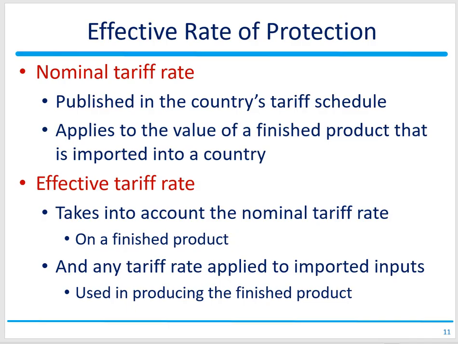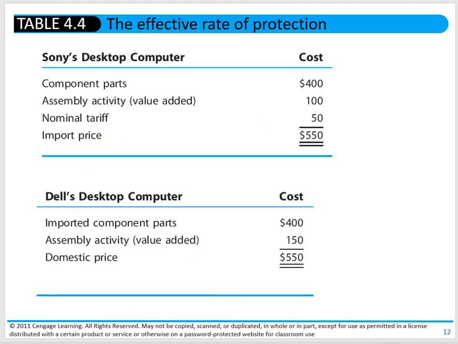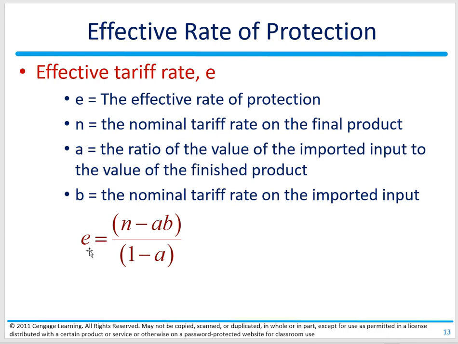Now, what is the effective rate of protection when countries decide to apply these tariffs? Well, there's a fairly simple way to compute it. We need to distinguish between the nominal tariff and the effective tariff, and the way we do that is by computing this formula. This is the formula for the effective rate of protection. So, for example, if E is equal to 30%, then the interpretation is that the effective tariff rate is 30%, and therefore domestic producers are producing 30% more than they would without protectionism.